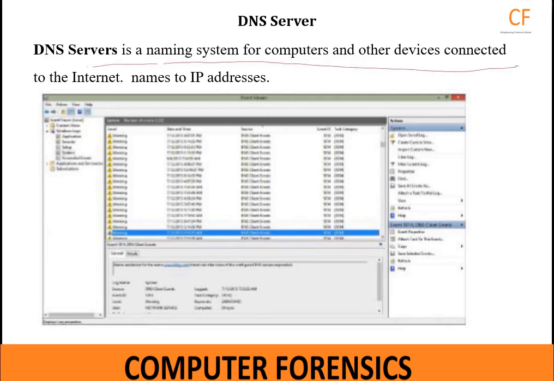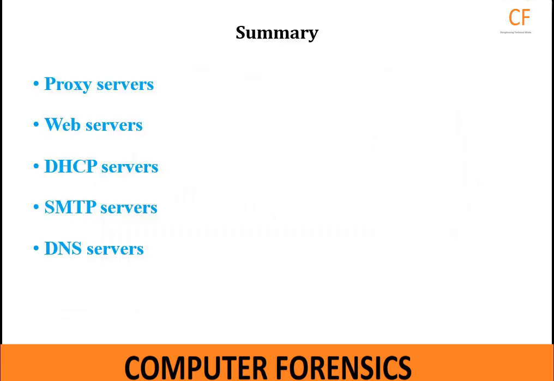A DNS server is a naming system for computers and other devices connected to the internet. It maps names to IP addresses. For example, the IP address for the domain name www.base.edu is actually 198.105.44.27. But we use the letter names because they are easier to remember when surfing the internet. As you can see in the diagram, the server provides DNS resolution services.